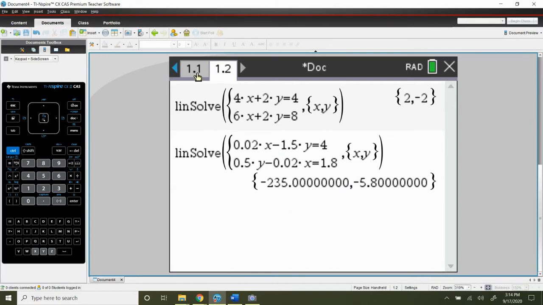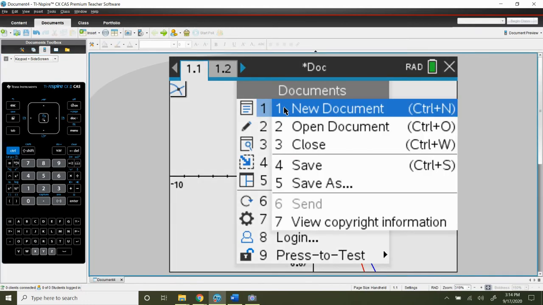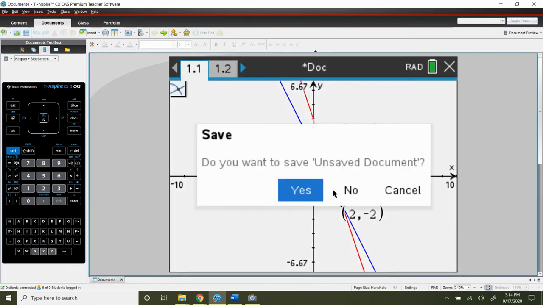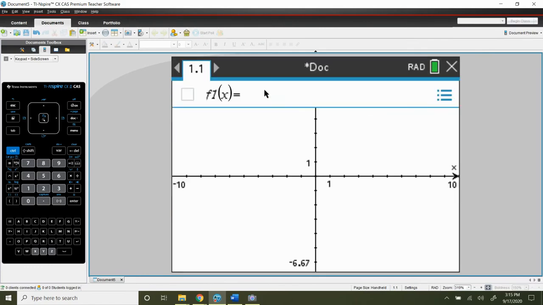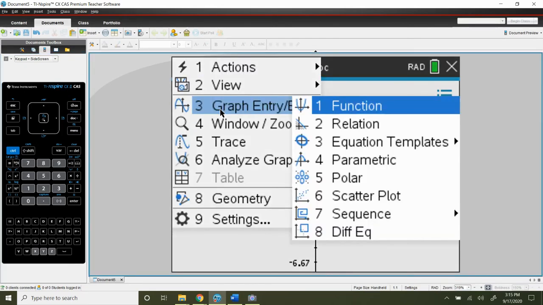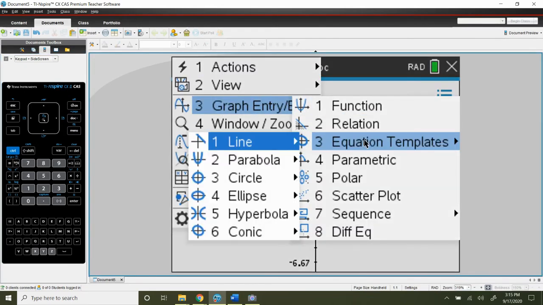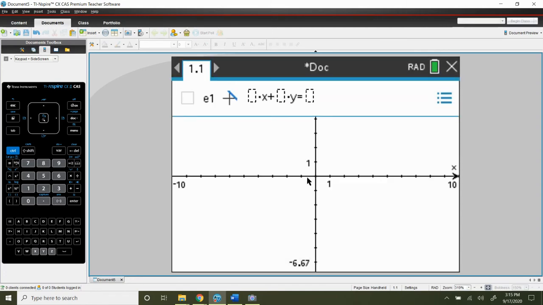Okay, let's go to the graph. Let's just make a new one. File, new document. We don't want to save it. Add graphs. Okay, so we've got x minus, let's change the entry edit mode. So menu, graph entry edit, number 3. Equation templates, number 3. For a line, number 1. And then for a standard form of a line is this one.